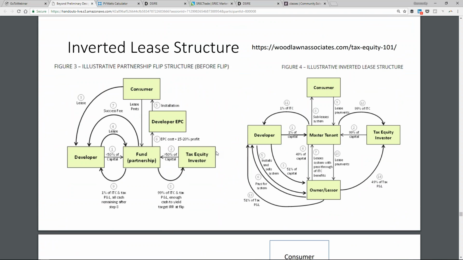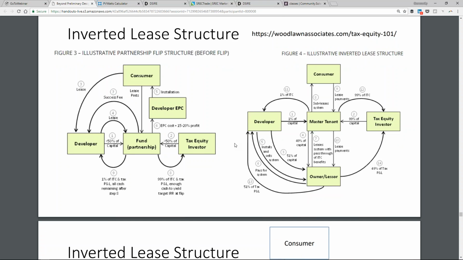A very common structure for utility scale projects is inverted lease structures. I don't fully understand them, but effectively a tax equity investor comes in for the depreciation term. It's about 7 years with accelerated depreciation, and then the ownership flips to the developer.